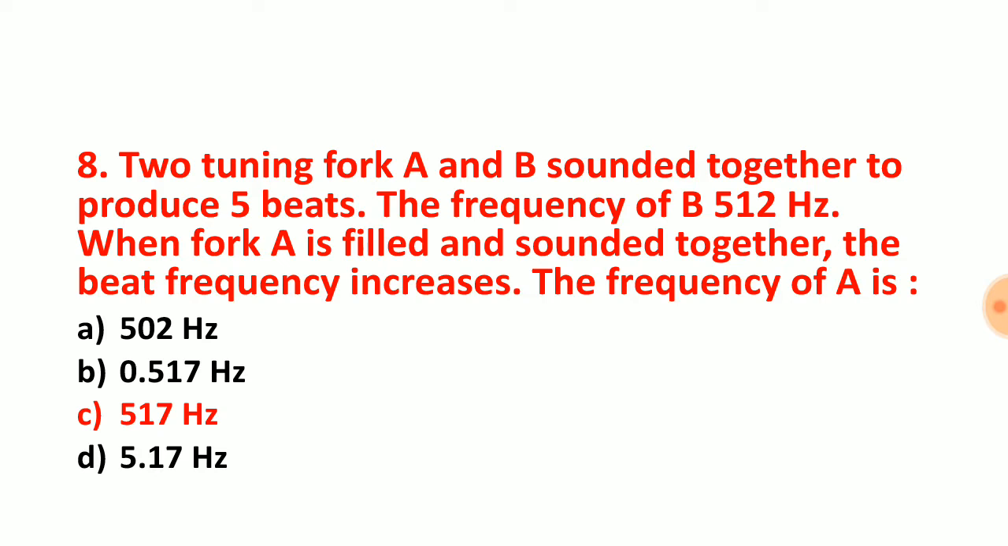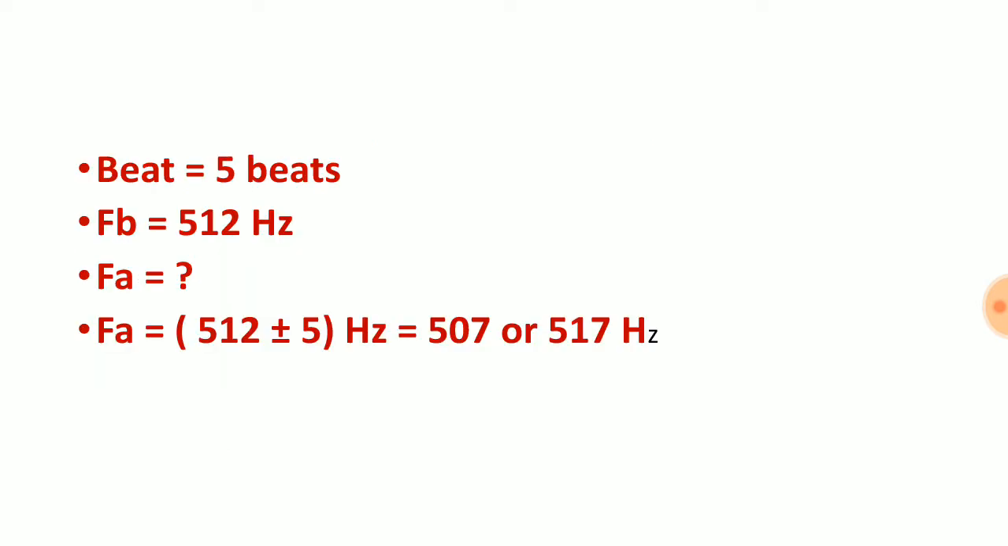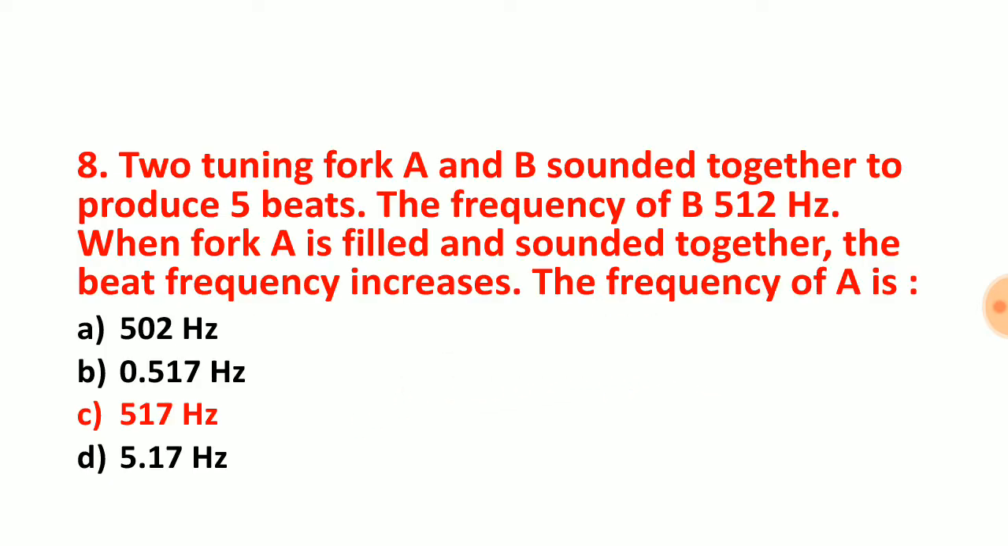In the numerical problems of class 12 we have solved a large number of questions for this, but in this question don't spend your time to find the exact value of A. Just see the option choices. If you know the frequency of B and your beat is 5, then plus minus 5 is the answer for the frequency of A. If your option is 507 or 517, you can go directly to that answer, but if both options are there, then you have to use that logic. So in this question 517 Hz is your answer. You can ignore this filled and all other terms in such type of questions.